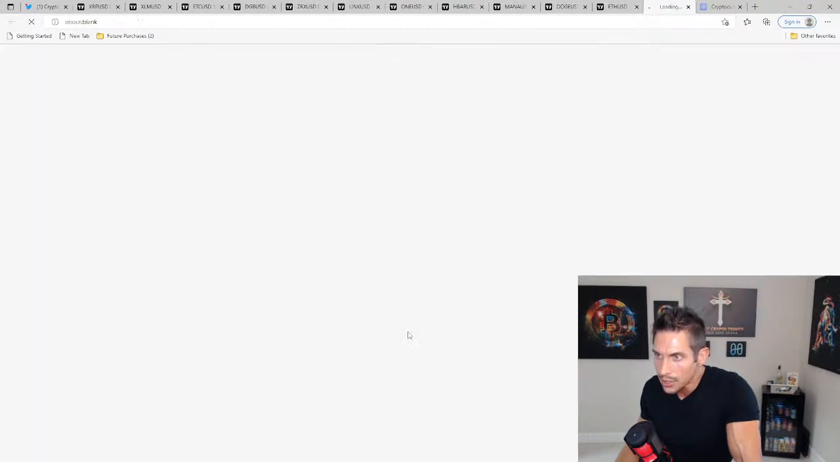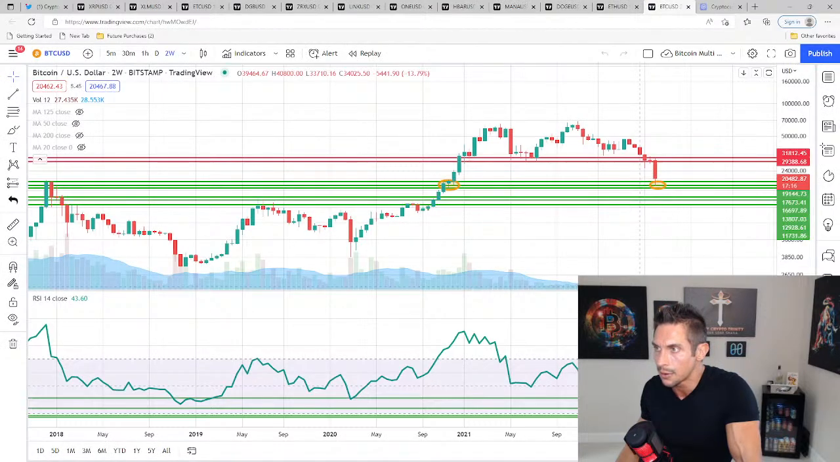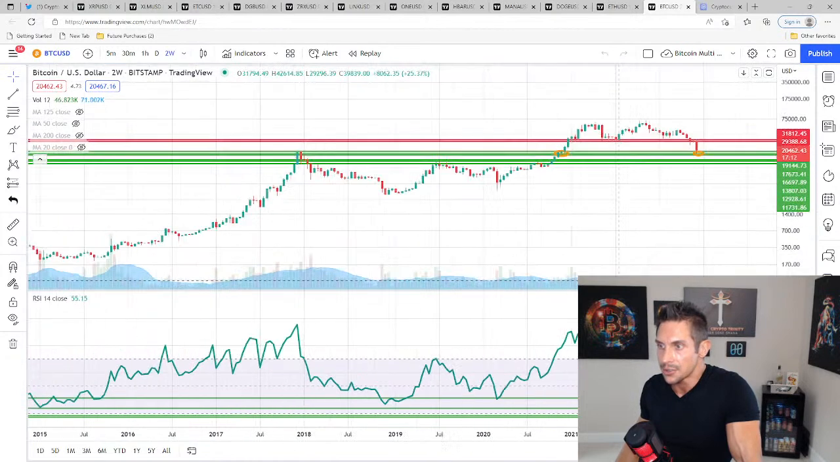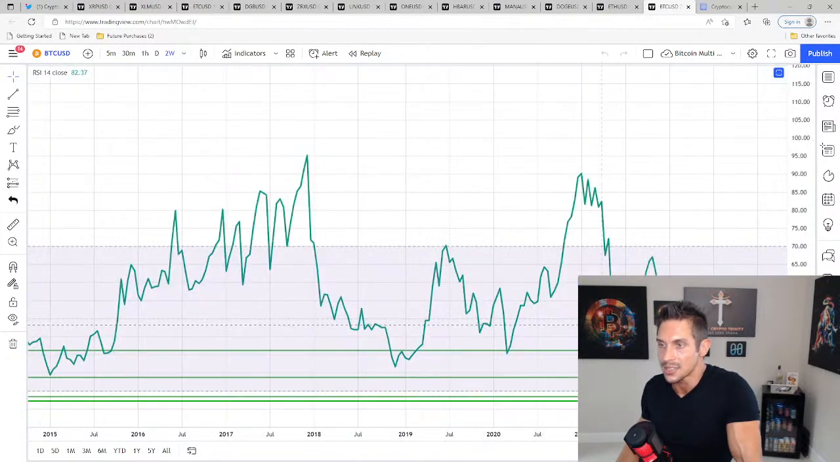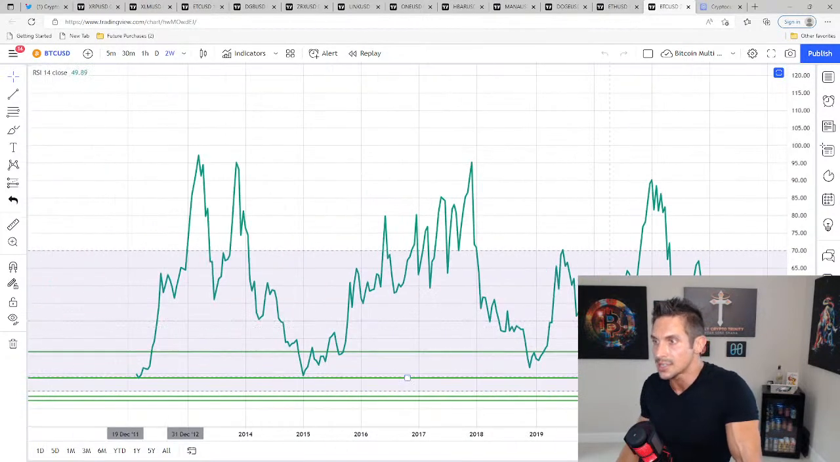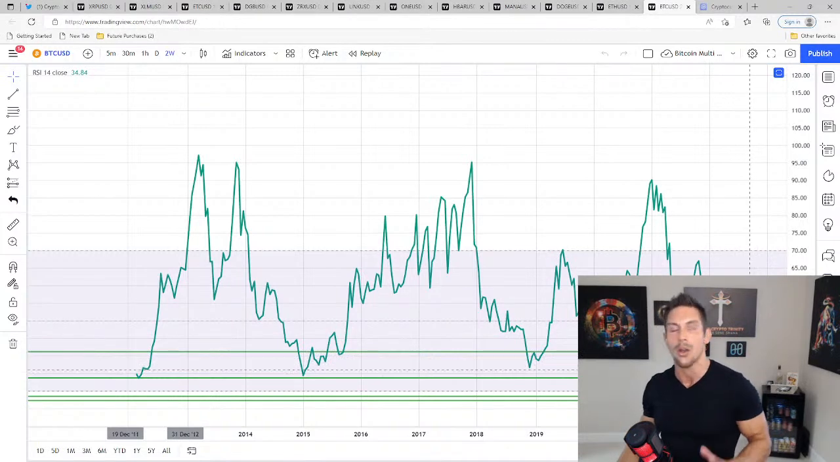Where's the week? Is this a chart I want to look at? We can use this. This is actually a 2-week chart. So let's focus on the RSI, the relative strength index. I was looking at this on a 2-week view instead of a weekly view. You can see that at current levels, the 2-week RSI on Bitcoin is at 34.84.